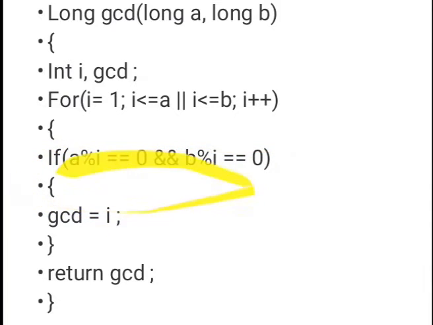And in the if statement I declare if a percent i is equal to 0 and b percent i is equal to 0. The AND operator is used to tell that if both of them are true, then the statement will execute. If only one of them is true, then it will go outside and none of the statements will execute. So the basic difference between AND and OR operators is that with OR, if either one is true the statement will execute, but with AND both must be true. Here the percent symbol calculates the value of the remainder.